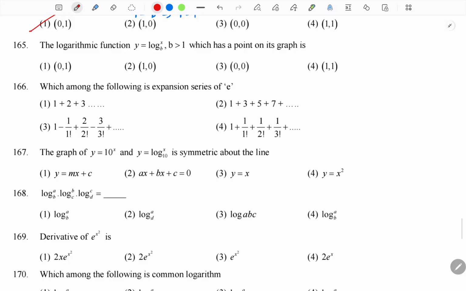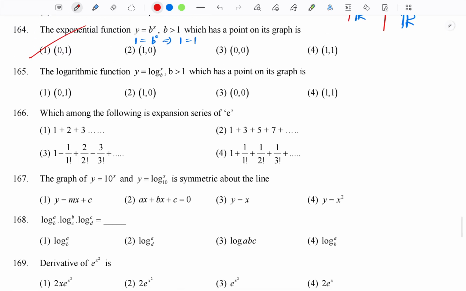Next is a point on the graph, where b is greater than 1. Which one is possible? And also students, whenever you have this type of interrelated question, observe. Whenever we have a logarithm, log base b of x equal to y, we can write this as x equal to b power y. Clear students? Understood? Now what is the possibility? b greater than 1. Now if I take y as 0, then possible?